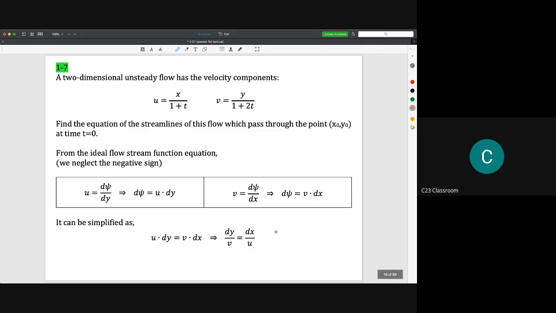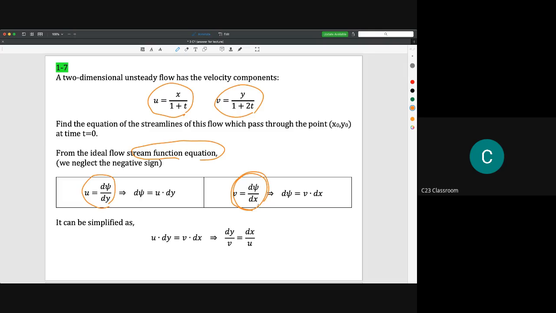So and then this one. Okay, for 1.7, we take a break around 10. So here we have u which is x over t, and v is y over t. And then we need to come up with the stream function equation. So we use the Cauchy-Riemann equation. So we have u equal d psi over dy and v equal d psi over dx.